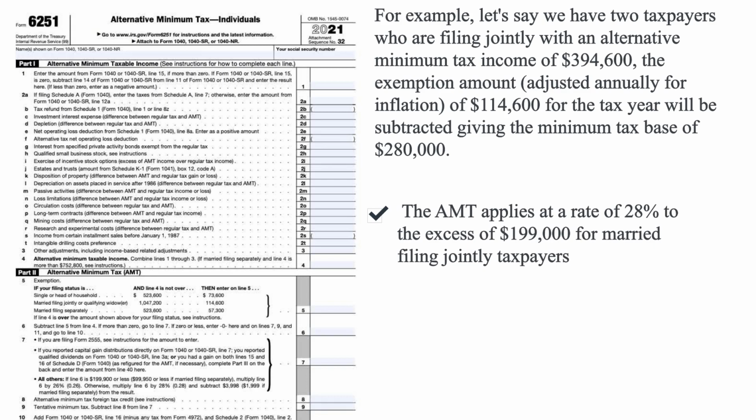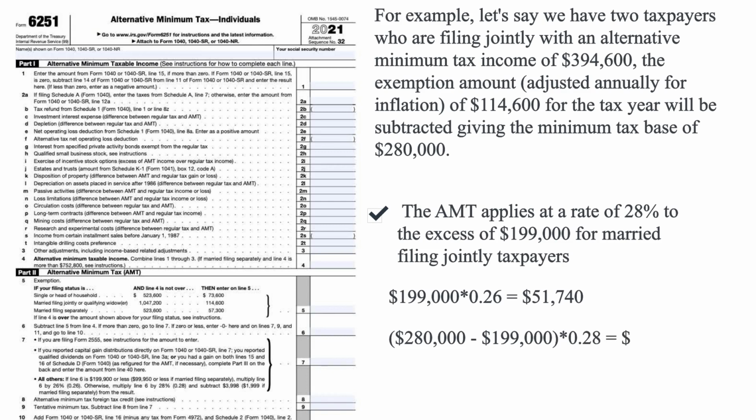For purposes of this example only, let us say that the current tax year AMT applies at a rate of 28% to the excess of $199,000 for married filing jointly taxpayers. Up to $199,000 will be taxed at the amount of 26%. $199,000 times 0.26, which is 26%, equals $51,740. The remaining amount, $280,000 minus $199,000, is subject to the rate of 28%, which equals $22,680. You add up the amounts to get the total alternative minimum tax.